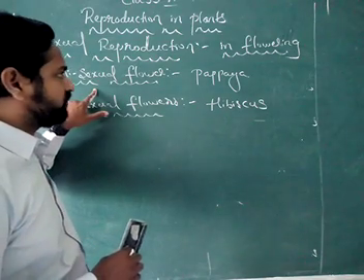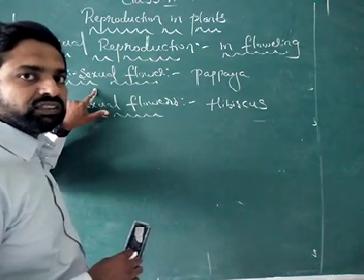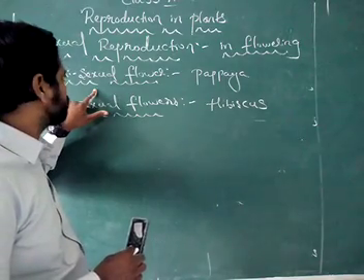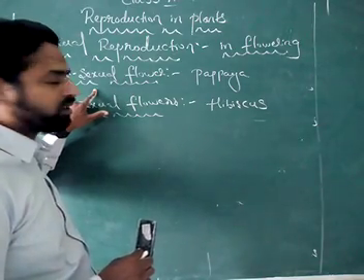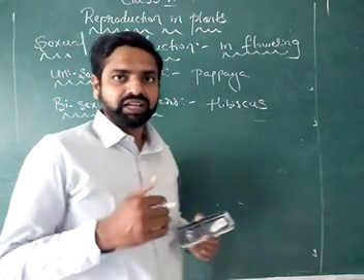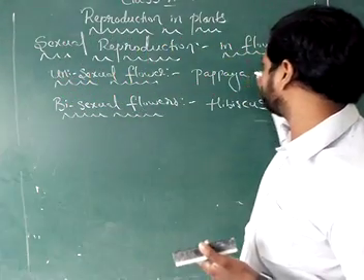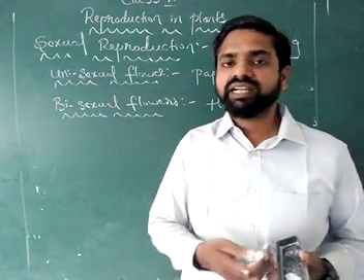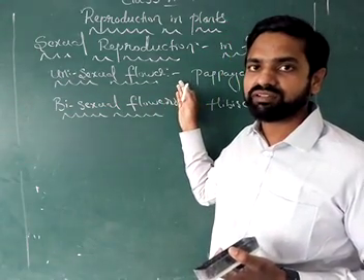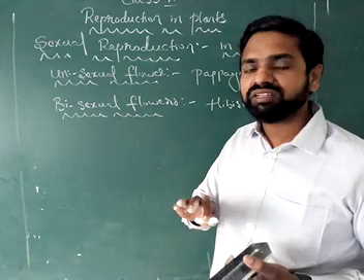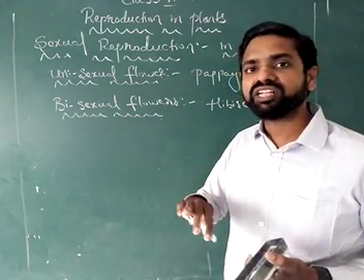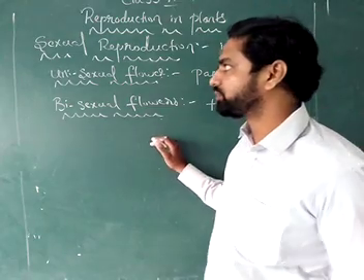In a unisexual flower, there will be either the stamen or the carpel. In a bisexual flower, both the stamens and carpels are present. I repeat, in unisexual flowers, both the androecium and gynoecium are not present. Either the androecium will be present or the gynoecium will be present. In a bisexual flower, both androecium and gynoecium are present.